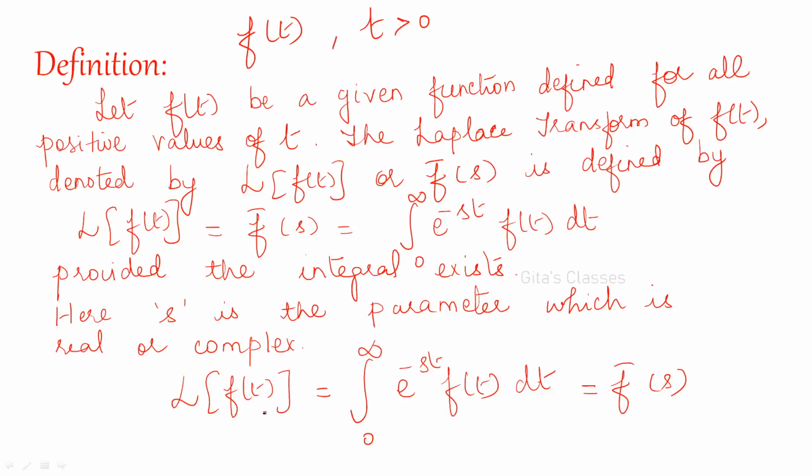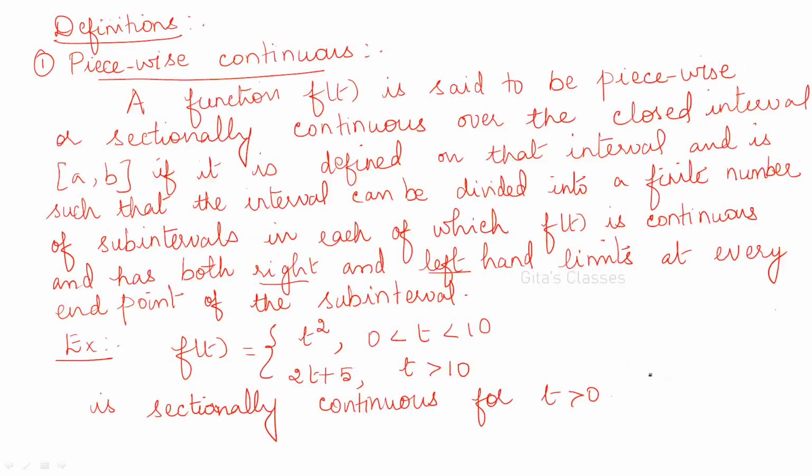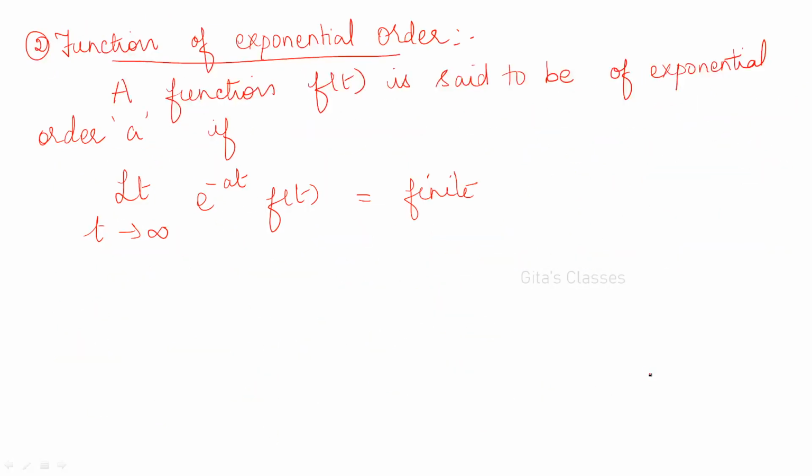We are transforming from the coordinate t to s. So variable t is transformed to variable s. After finding the Laplace transform, you will not have t; it will be a function of s. Let us denote it by f bar of s. Next is piecewise continuous: even if the function is only piecewise continuous, we can find the Laplace transform. That is a sufficient condition.